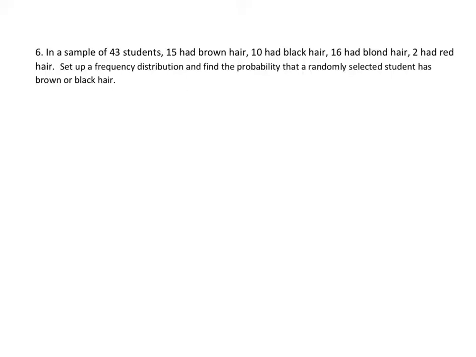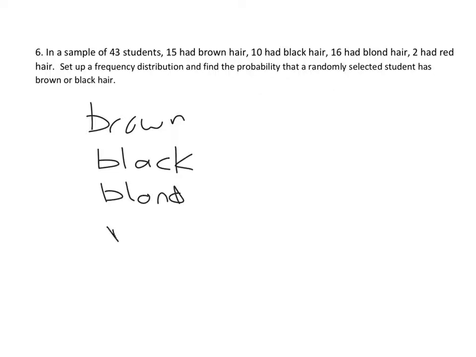So let's set up a frequency distribution and find the probability that a randomly selected student had brown or black hair. So a frequency distribution is just a table that shows the different categories and how many are in each category. So we'll write brown, and you can do it vertically or horizontally, it doesn't matter. Black, blonde, red.